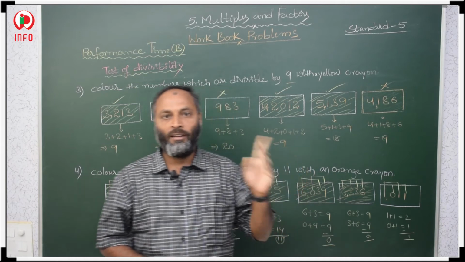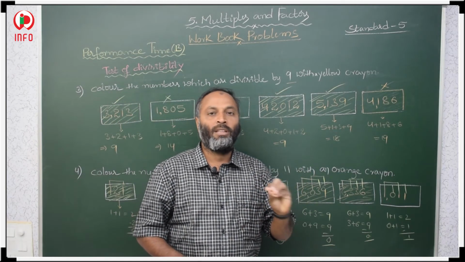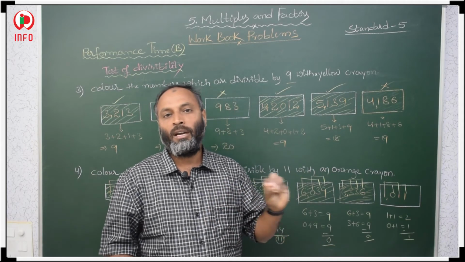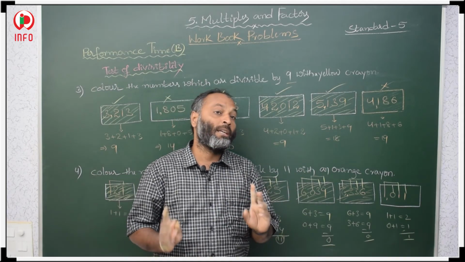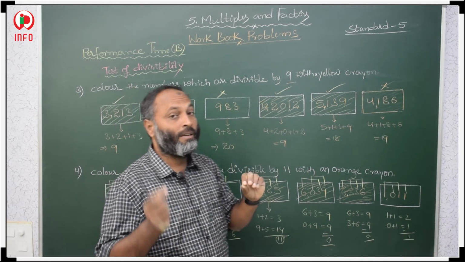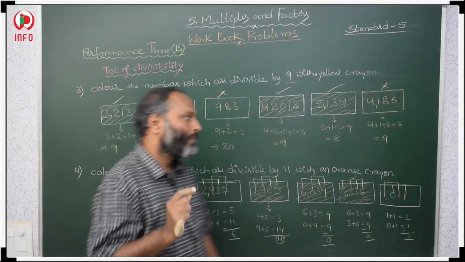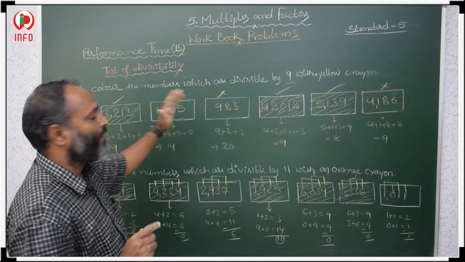We did this in the textbook sums, how to find whether the given number is divisible by 3 and divisible by 9. The condition is the same, but here the question is given for divisibility by 9. So, we have to apply the 9 condition only. Okay?